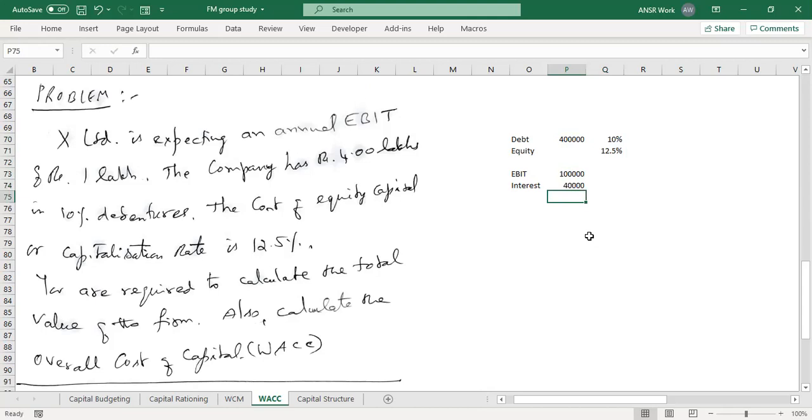So your net income becomes how much? 60,000, isn't it? Right. So now you have net income of 60,000. Your cost of equity is 12.5%. Tell me the value of equity. It's 4,80,000. Absolutely correct. Now you have all the information. Treat it as a normal question, how we have been doing the other two. Tell me the WACC.